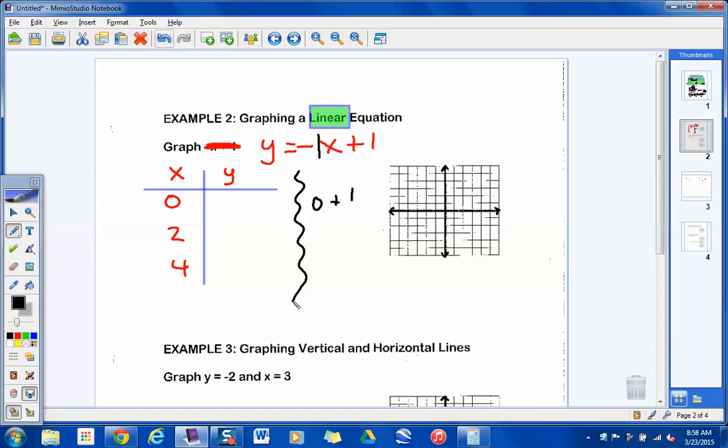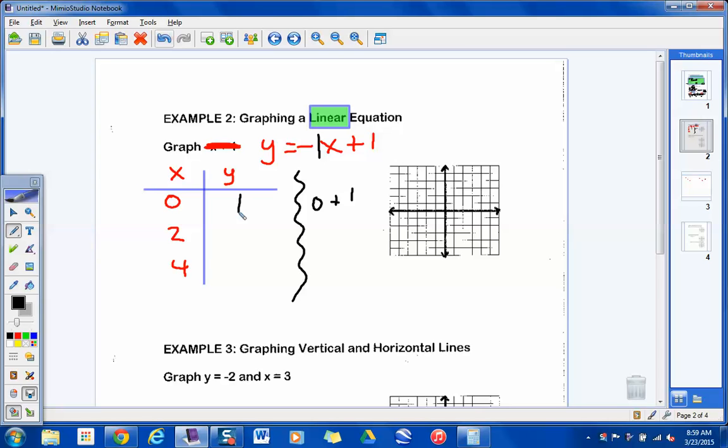Now what are you going to throw in for x? 2, right? So right here I'm going to take this 2 and throw it in for x. So this becomes negative 1 times what? 2. What is negative 1 times 2? Negative 2, and then negative 2 plus the 1 right here. Negative 3.